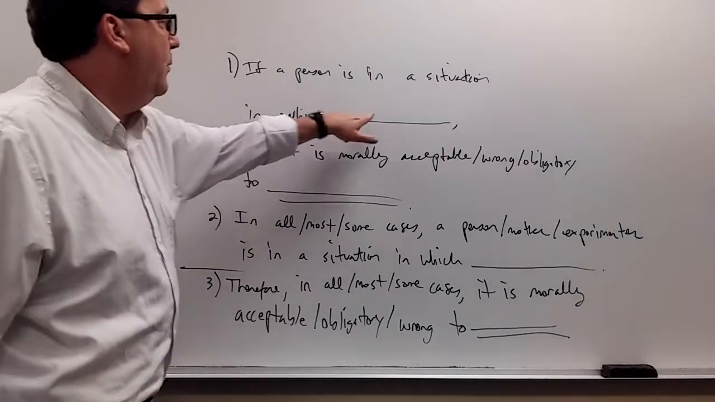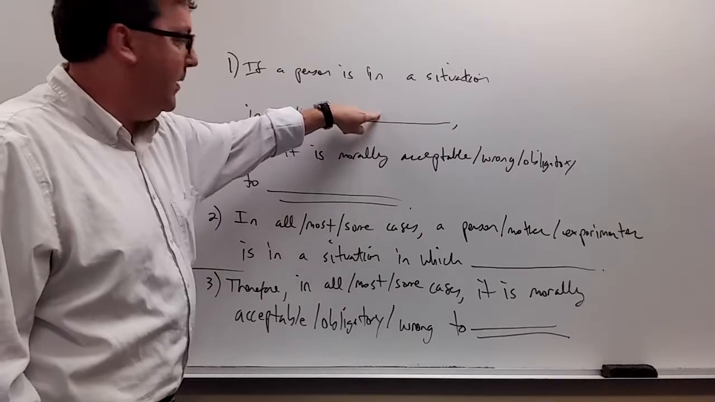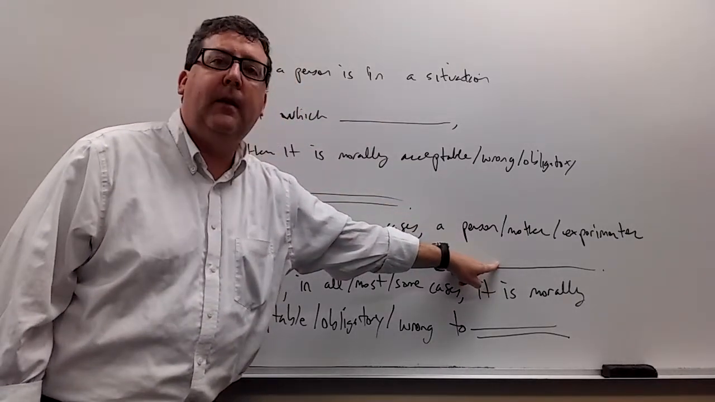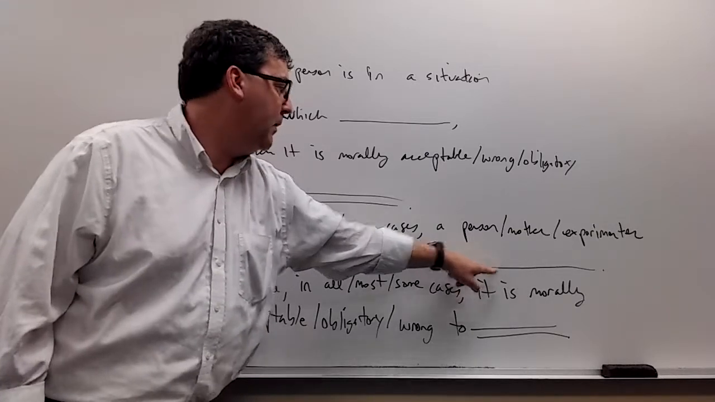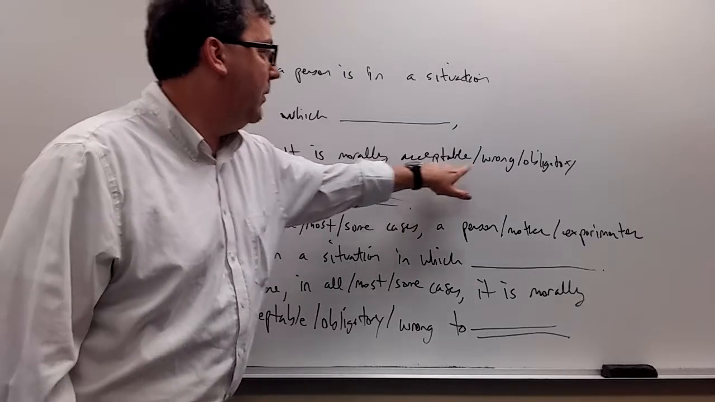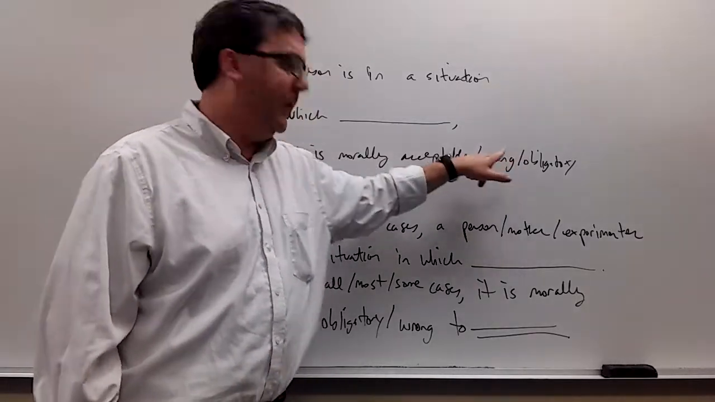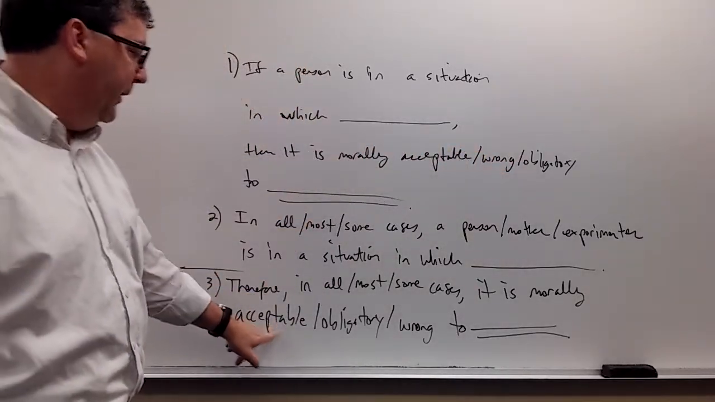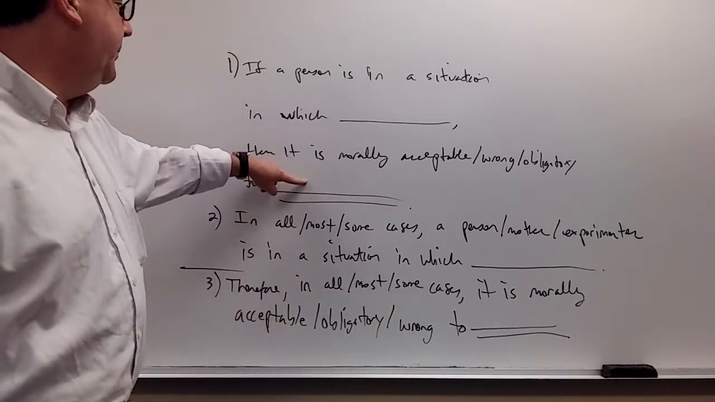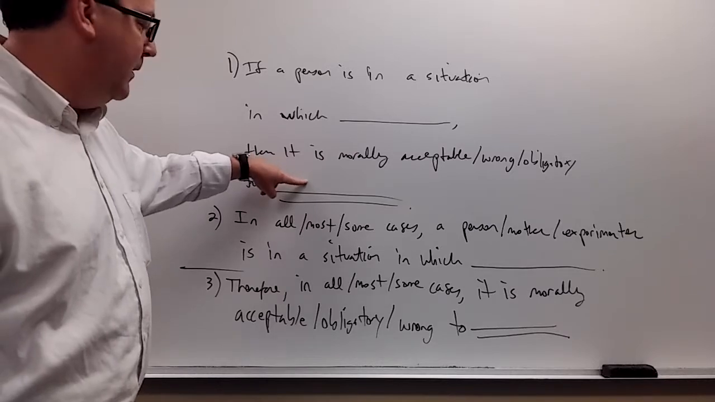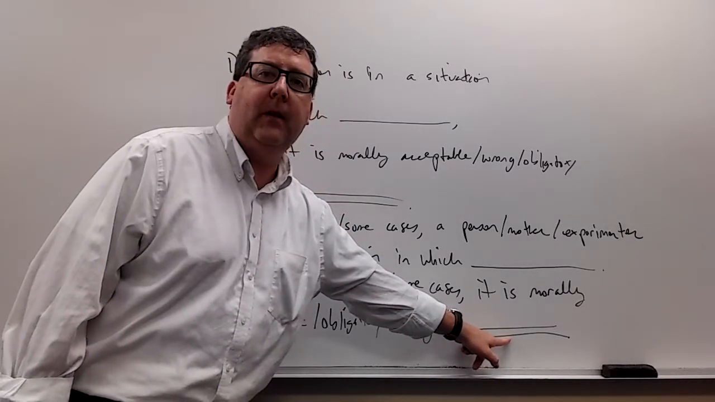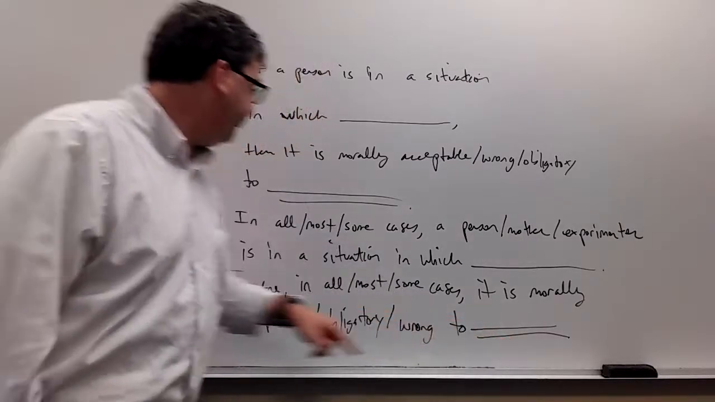Once you've figured out what you're going to put in the blank in the if part of number 1, then you put those exact same words in number 2 in the blank. Once you figure out which moral word you're going to use, acceptable, wrong, or obligatory, then in number 3 you use that exact same word. And once you figure out what you're going to put in the blank for the then part of number 1, then you'll use those same words in the then part, in number 3.